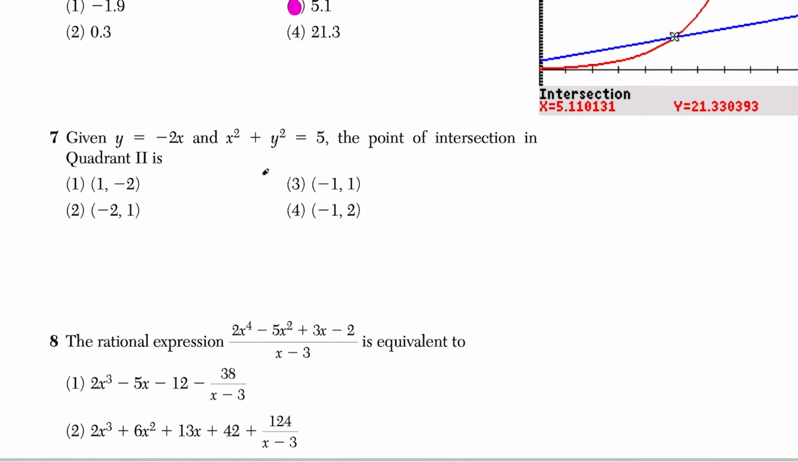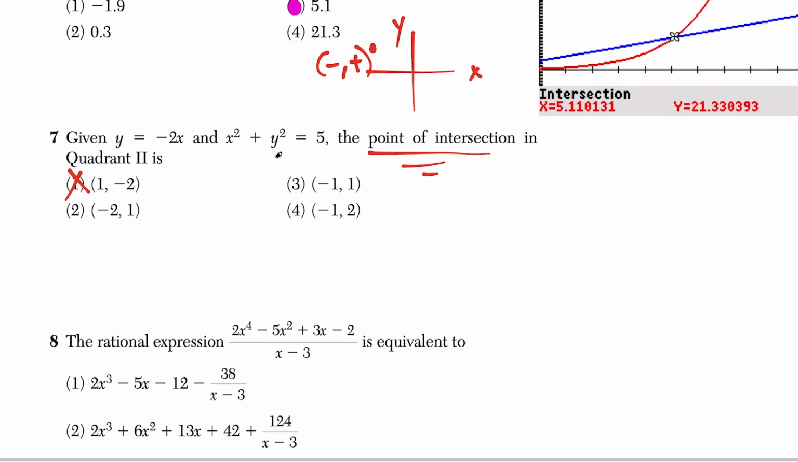Question 7, we have these two equations here, and we're looking for the point of intersection that falls in quadrant 2. So right away, I'm going to cross off any point that is not in quadrant 2. So when I think about the xy axis, quadrant 2, any point that you find here, the x coordinate is going to be negative and the y coordinate is going to be positive because we have to go to the left of the origin and then up to get into quadrant 2. So looking through the answer choices, the only one that's not in quadrant 2 is choice 1. So we could eliminate this one right away.